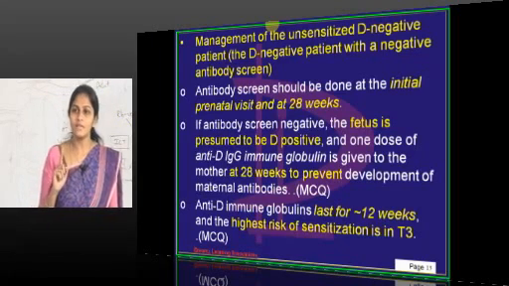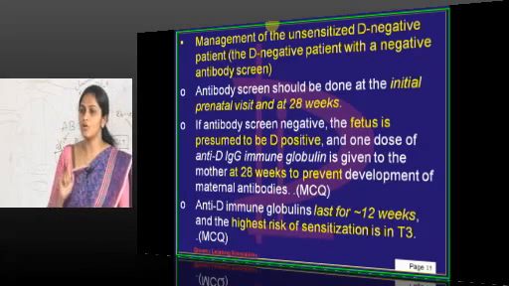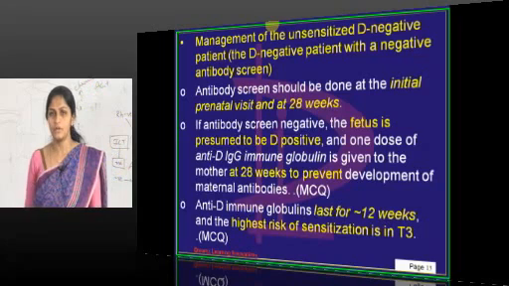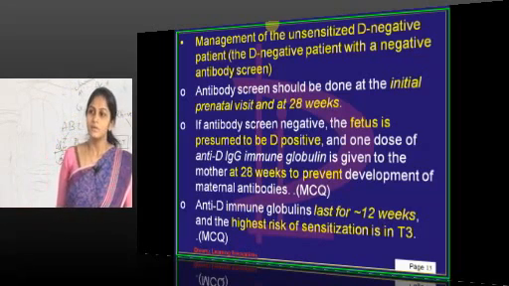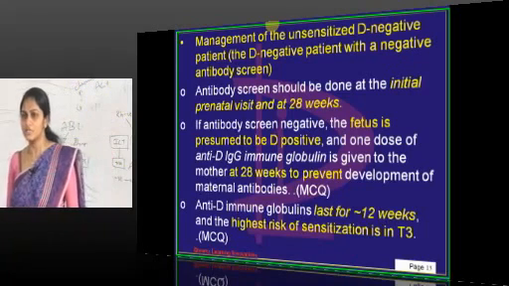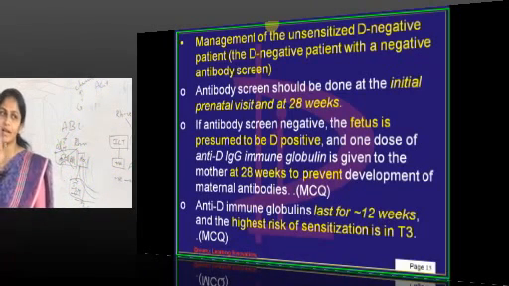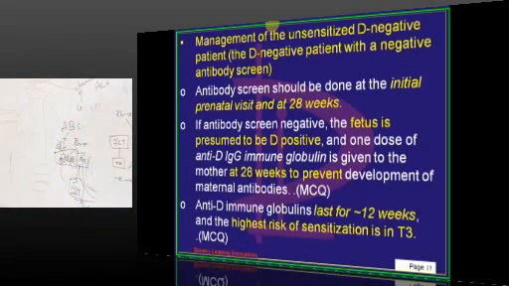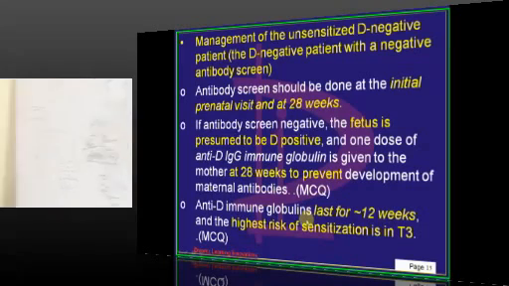Always try to remember, don't continue an Rh negative pregnancy beyond term. Why? Sensitization can occur anytime. Don't continue beyond 40 weeks. If it is continued, once again I am going to give anti-D. So at the 28 weeks initial prenatal visit I do the Coombs test, and if it is negative I give anti-D at 28 weeks.